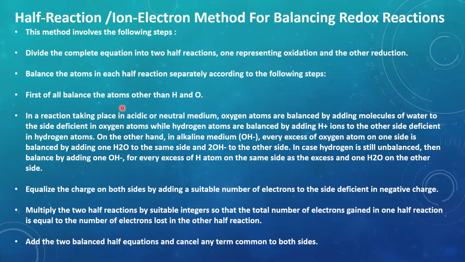First step, balance the atoms other than hydrogen and oxygen. Hydrogen and oxygen we will balance at a later stage. Initially, we need to balance the number of atoms that are oxidized or reduced. Now, in a reaction taking place in acidic or neutral medium, oxygen atoms are balanced by adding molecules of water to the side deficient in oxygen atoms, whereas hydrogen atoms are balanced by adding H plus ions to the other side deficient in hydrogen atoms.